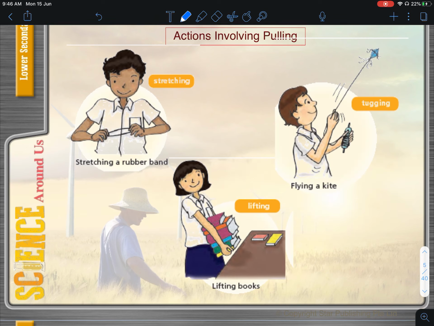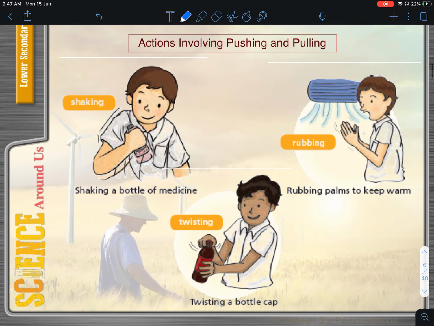So over here, stretching a rubber band is one example where you're pulling. You're not so much pushing, so this is a pulling action, and therefore it's a force. Tugging, like you pulling back the kite towards you while the wind blows in this direction. So that is also a force. Lifting, carrying the heavy books upwards. Shaking goes in two directions. Movement, like rubbing your hands, and of course twisting, like opening a bottle cap. So these are examples of actions involving pushing or pulling.